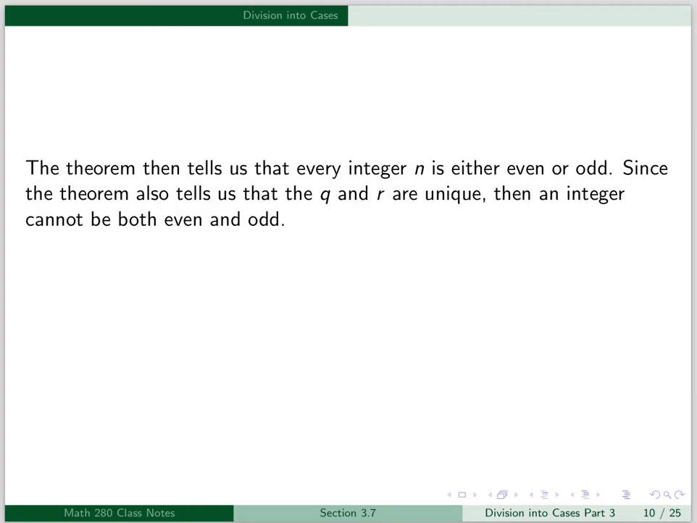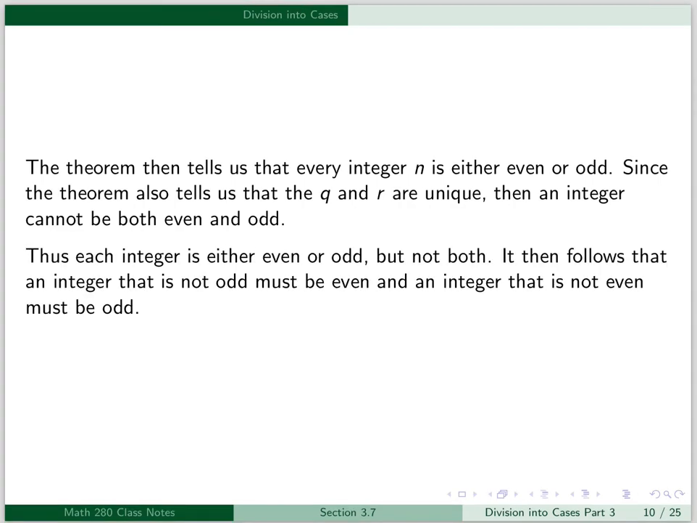So the theorem then tells us that every integer n is either even or odd. Since the theorem also tells us that the q and r are unique, then an integer cannot be both even and odd. So thus each integer is either even or odd, but not both. It then follows that an integer that is not odd must be even, and an integer that is not even must be odd.